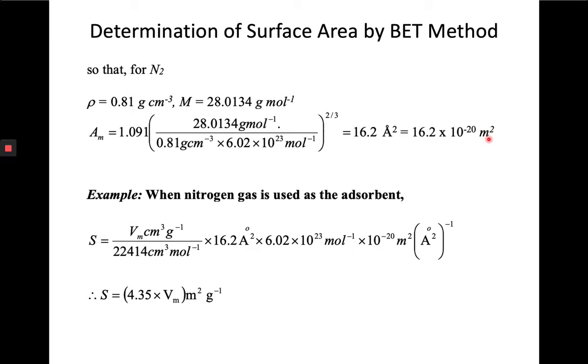Okay, so the surface area of a solid, S, equals VM over 22414 times 16.2 Angstrom squared times the Avogadro number times 10 to the power of minus 20. Then finally we get S equals 4.35 times the VM, and the unit is meter squared per gram.